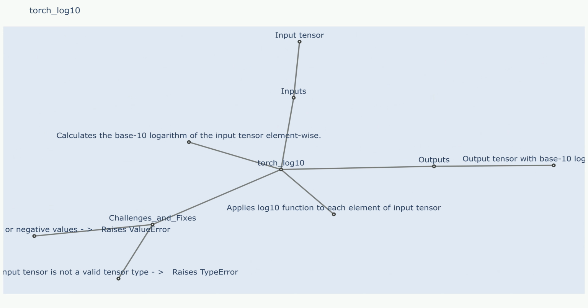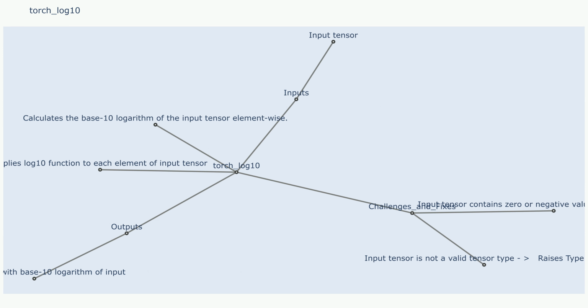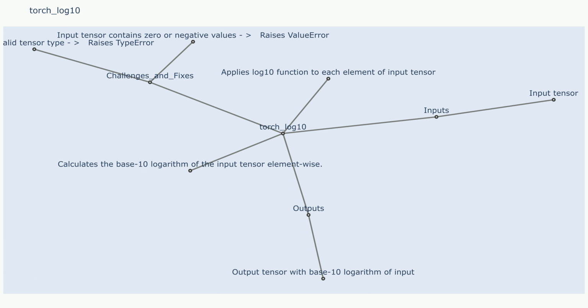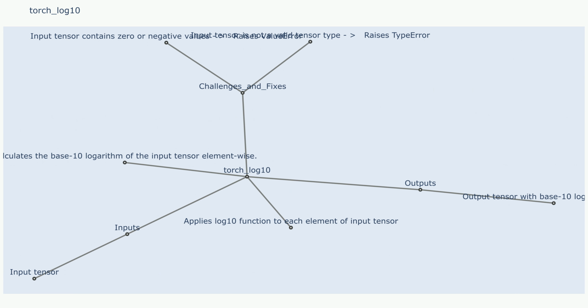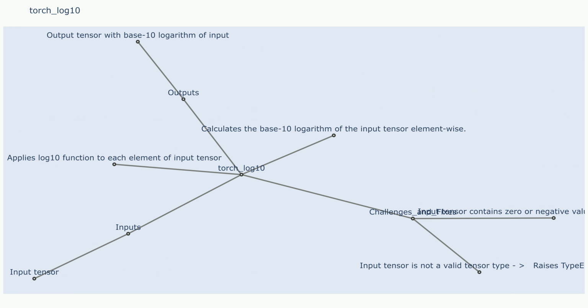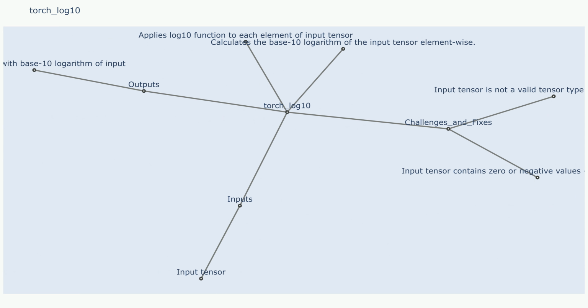Challenge 2: Input contains values that are very close to 0 or very large. Sample use case that resulted in challenge 2: torch.log10(torch.tensor([1e-10, 1e10])). Fixes to challenge 2: The function may return inaccurate results for values that are extremely small or large. This is because of limitations in floating point arithmetic. To address this, you can consider using a different logarithmic function, such as torch.log or torch.log2, depending on your specific needs.